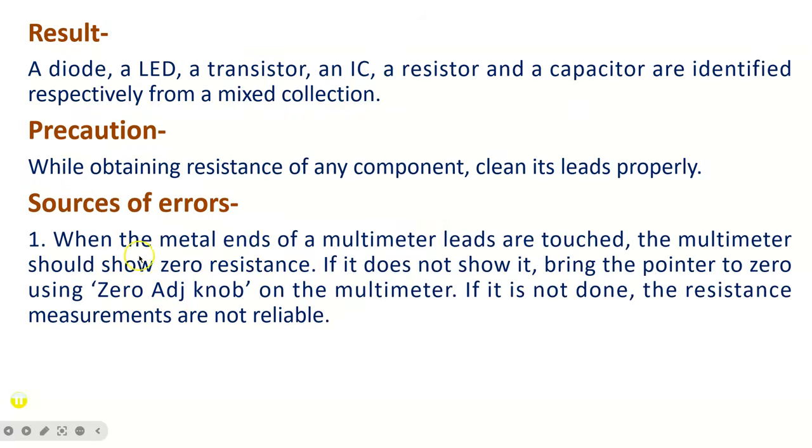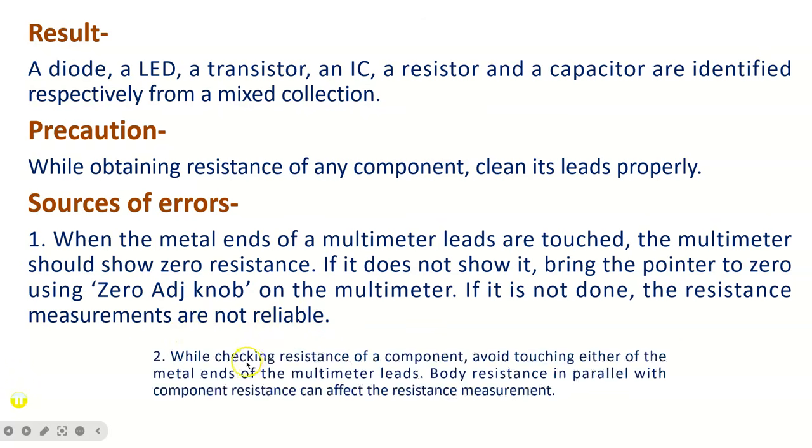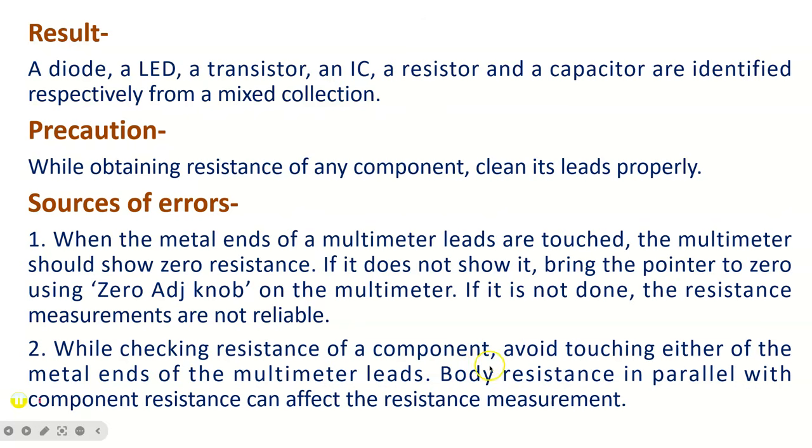Sources of errors: when the metal ends of the multimeter leads are touched, the multimeter should show 0 resistance. If it is not so, bring the pointer to 0 using the 0 ADJ knob on the multimeter. If it is not done, the resistance measurements are not reliable. While checking resistance of a component, avoid touching either of the metal ends of the multimeter leads. Body resistance in parallel with component resistance can affect the resistance measurement.